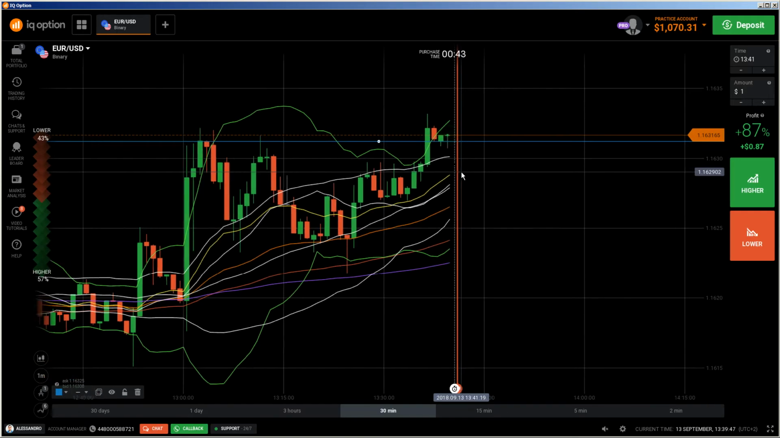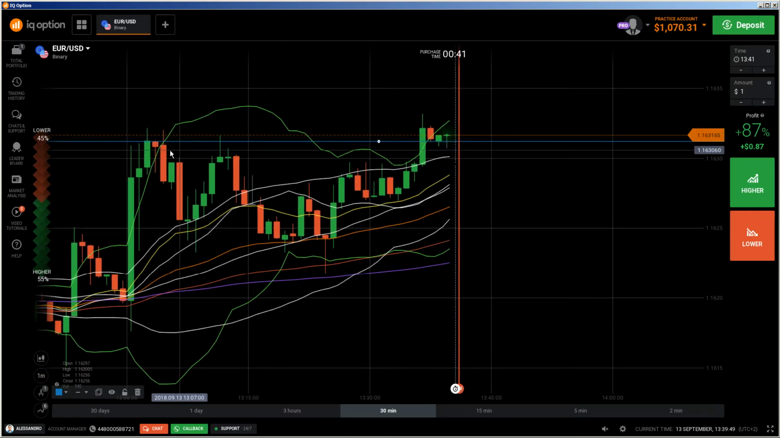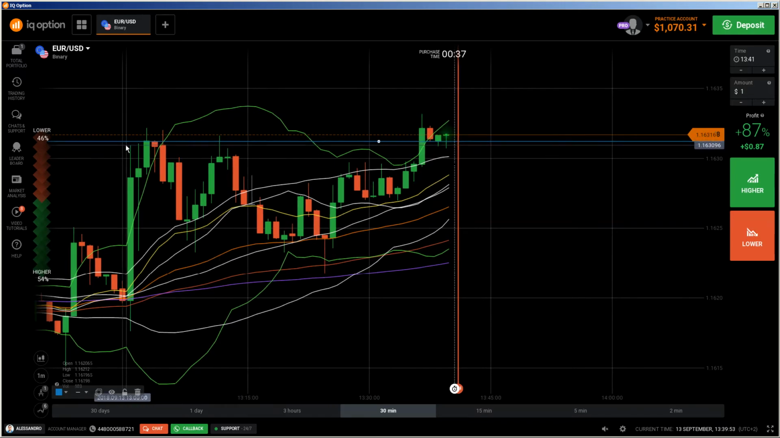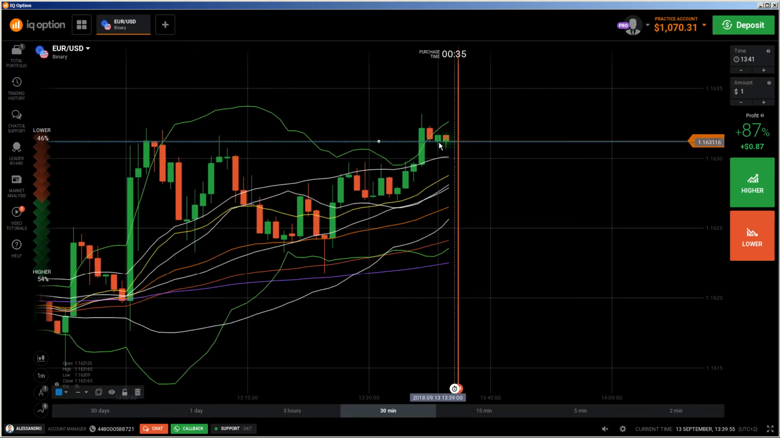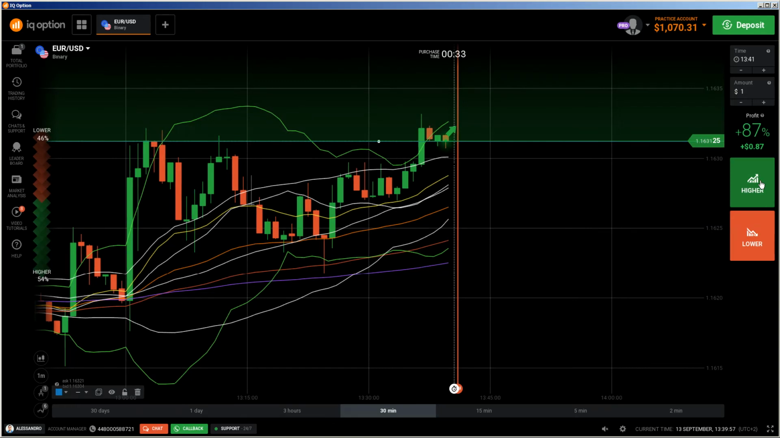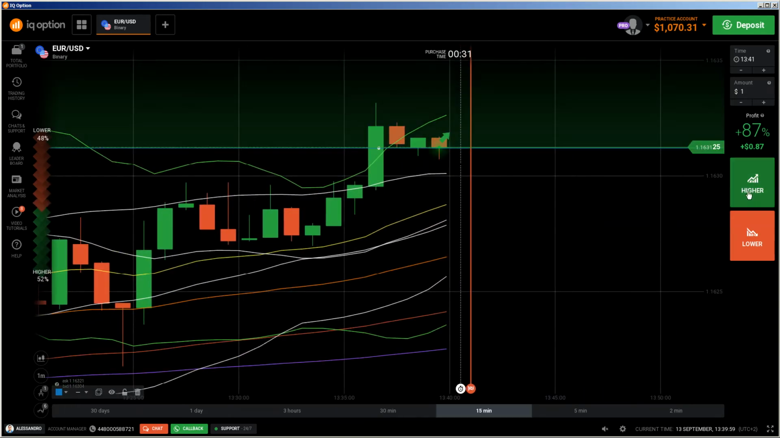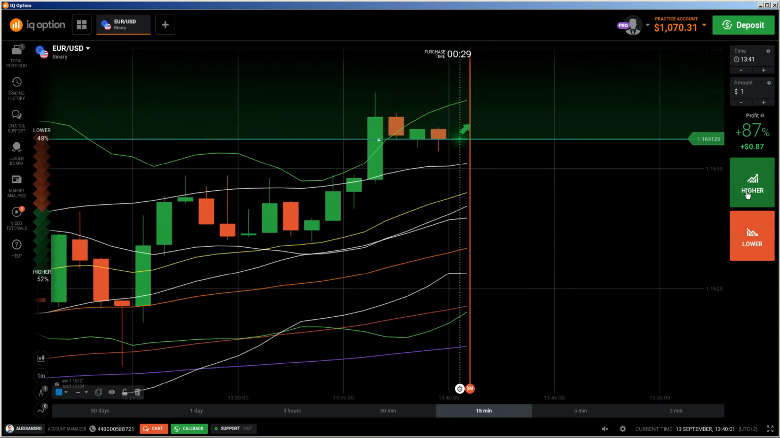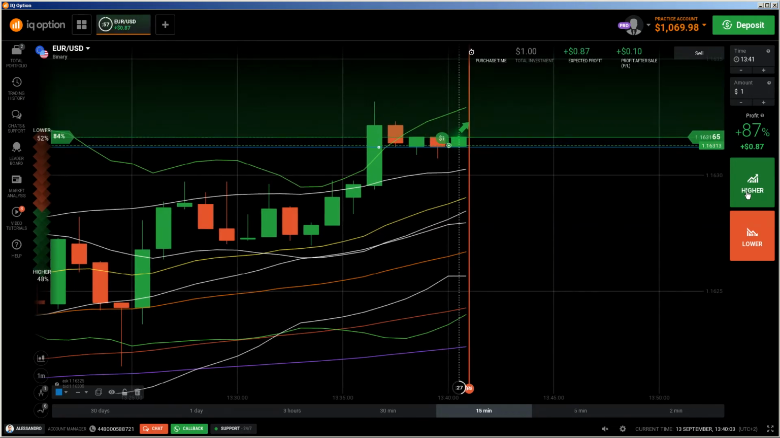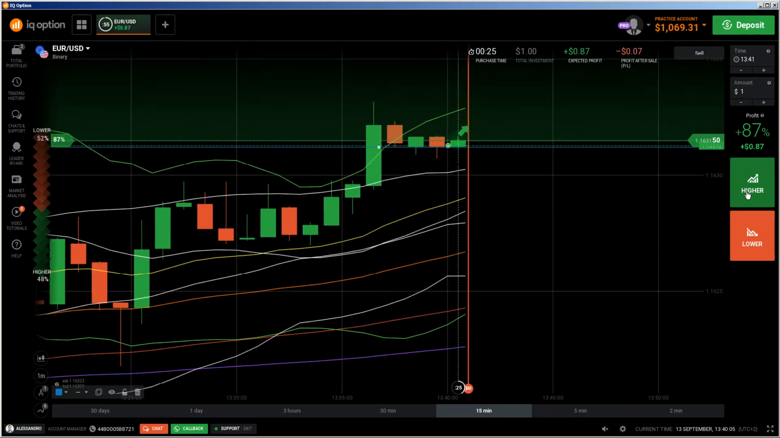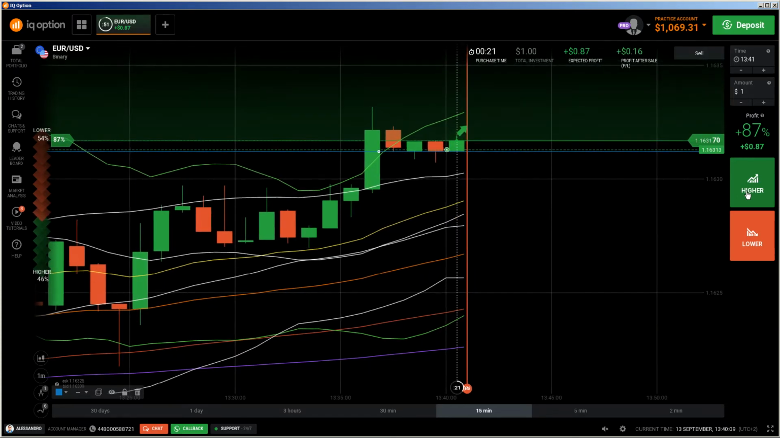Let me see what's going on here, guys. This area here already acted as resistance. Now it's support. And if this candle will close exactly on this level, yes, I will do a call now, because I understood that this area will act as support too. Yes, and that's the reason why I entered into a call.